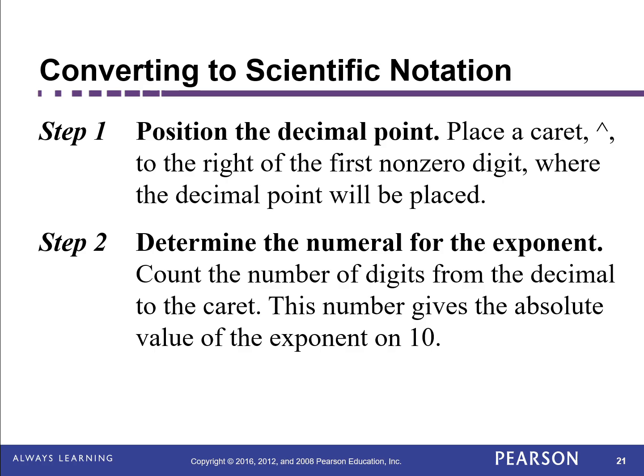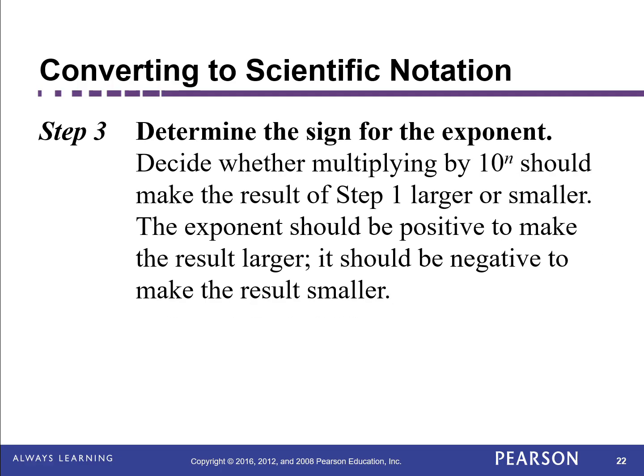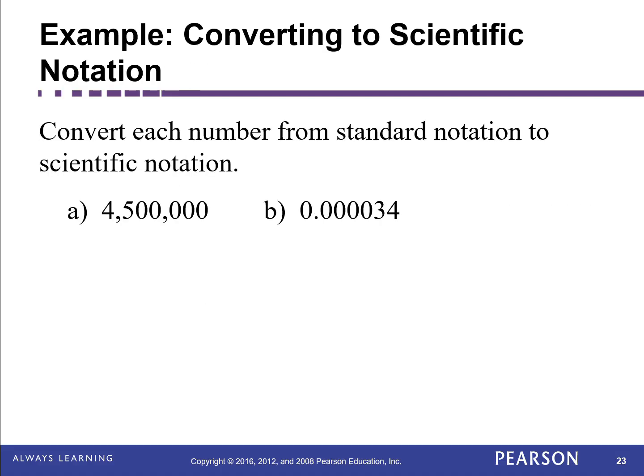All right, now let's look at converting to scientific notation. We want to position the decimal point. Place a caret to the right of the first non-zero digit where the decimal point will be placed. I want to determine the numeral for the exponent and count the number of digits from the decimal to the caret. This number gives the absolute value of the exponent on the 10. We need to determine the sign for the exponent. Decide whether multiplying by 10 to the n should make the result from step 1 larger or smaller. The exponent should be positive to make the result larger. It should be negative to make the result smaller.